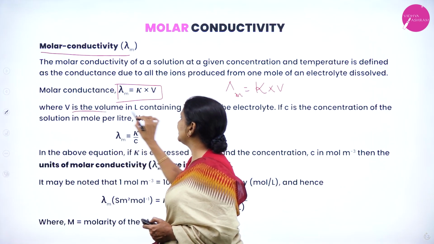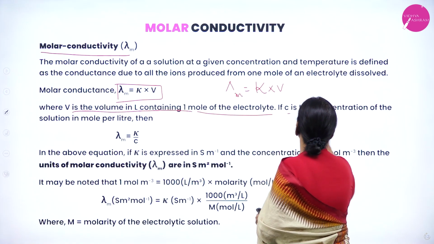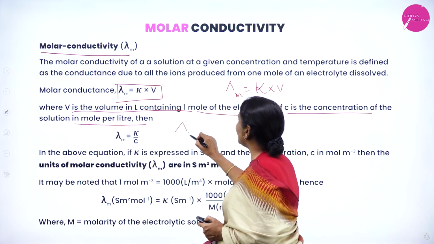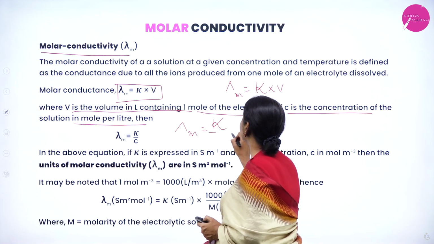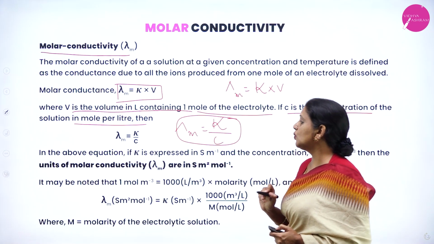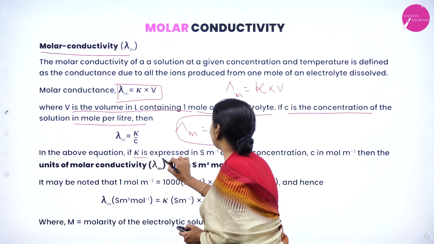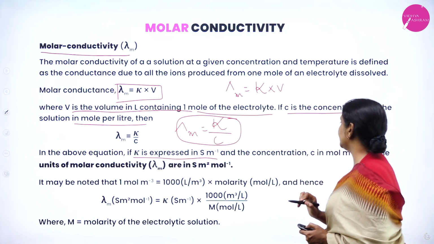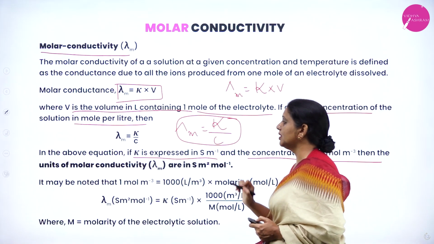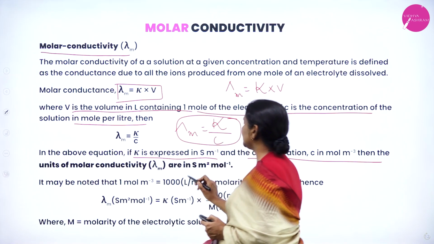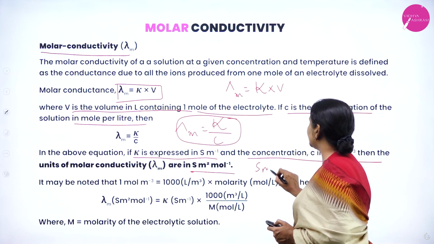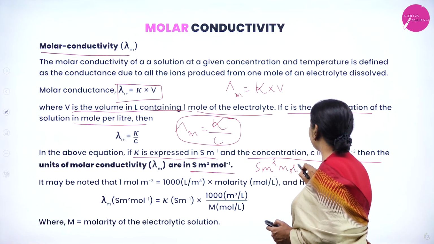V is the volume in liters containing 1 mole of an electrolyte. C is the concentration of solution in mole per liter. Therefore, lambda m is equal to kappa by C. In the above equation, kappa is expressed in Siemens per meter and the concentration C in mole per dm cube. Therefore, the unit of molar conductivity lambda m is Siemens meter square per mole.